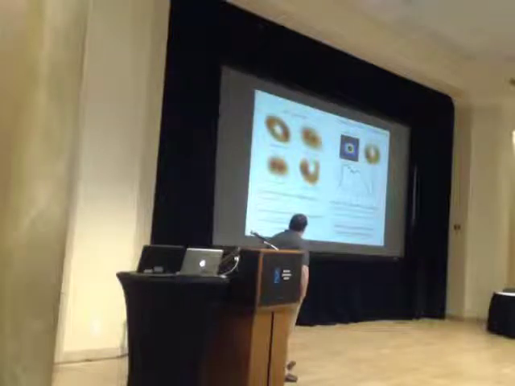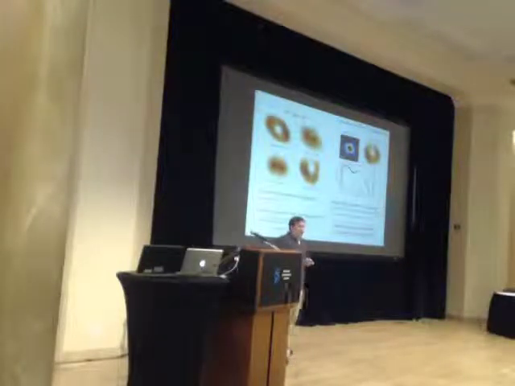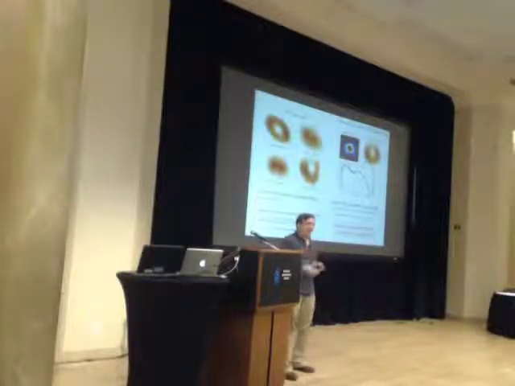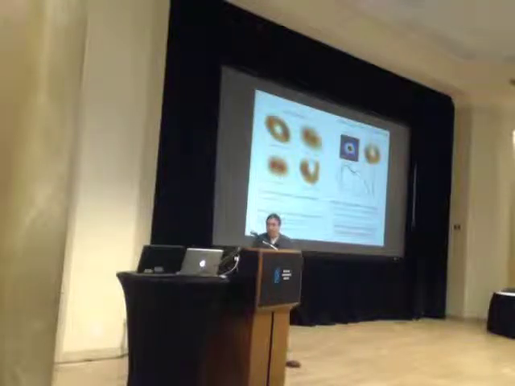The important point that I want you to take away from this is that if these are being caused by low-mass companions, and I'm using planet interchangeably, the structure that you actually see is related to the properties of the planet, related to its orbit and potentially related to its mass.